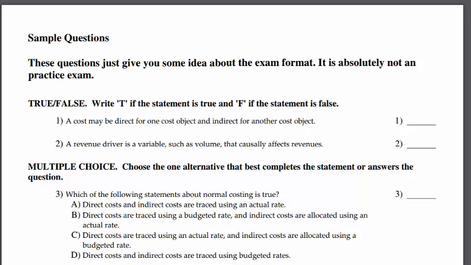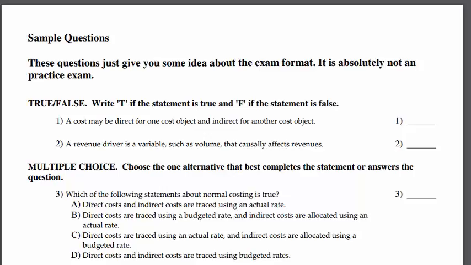Alright, so let's review those sample questions. You can go to Blackboard and download the sample questions from week 5, and you have to watch this video in week 4. So let's look at the true-false questions.